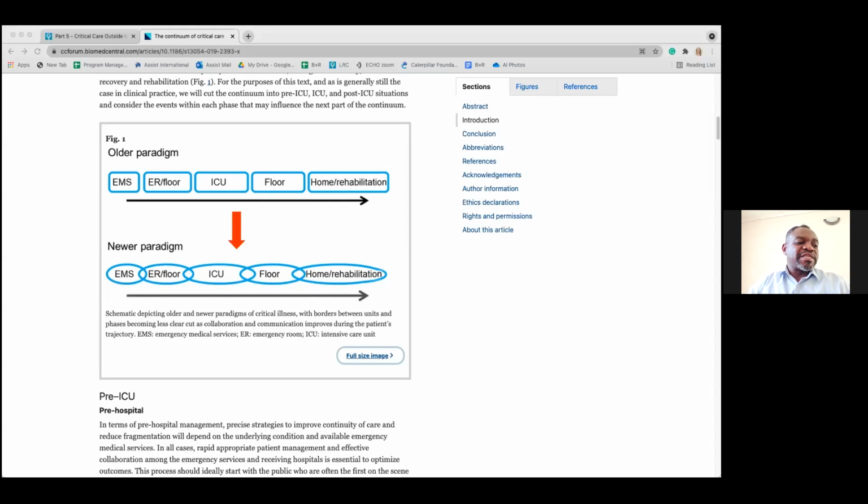Another point is good communication. When discharging your patient from the ICU, you have to give a better summary to the person who is going to take care of the patient, so that they know what you did and what type of care they should continue with in the ward.